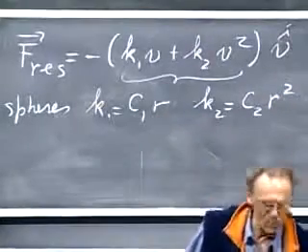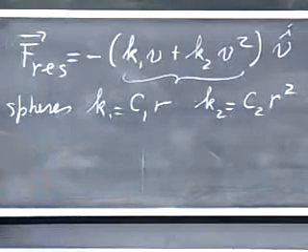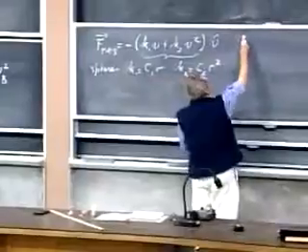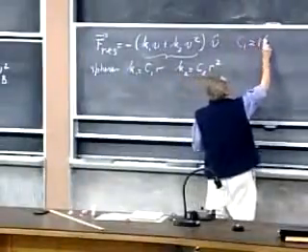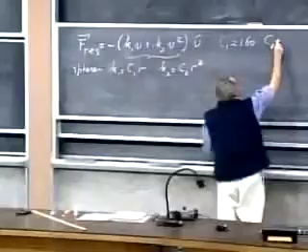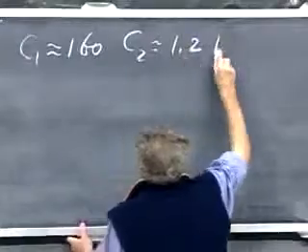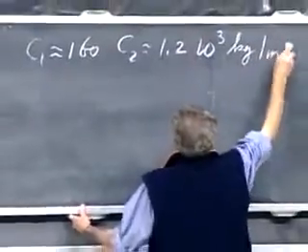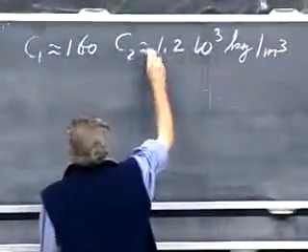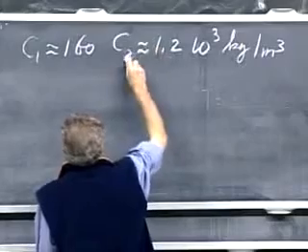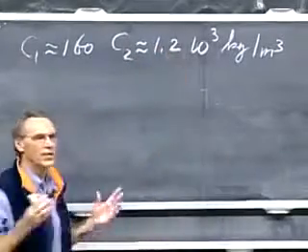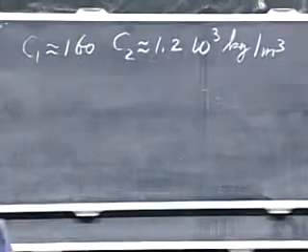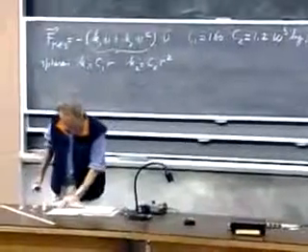And we did some experiments with corn syrup. And this was a syrup for which C1 was approximately 160, and C2 was about 1.2 × 10 to the third kilograms per cubic meter. I always remember the units of this, because that's always density. In fact, it's always a little smaller than the actual density of the liquid, of the syrup itself. This is a more complicated unit, but you can figure that one out for yourself.